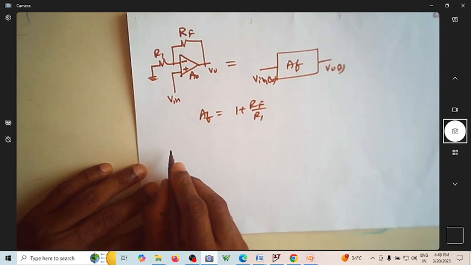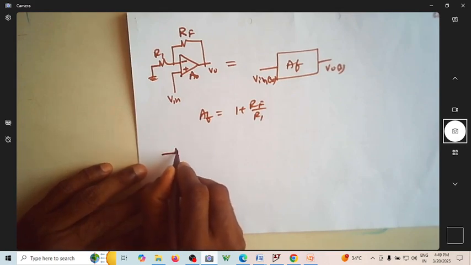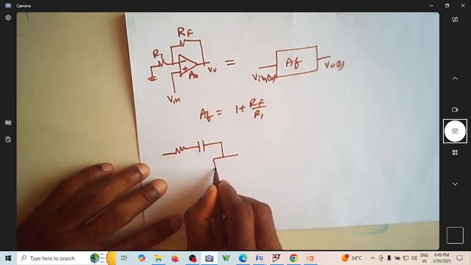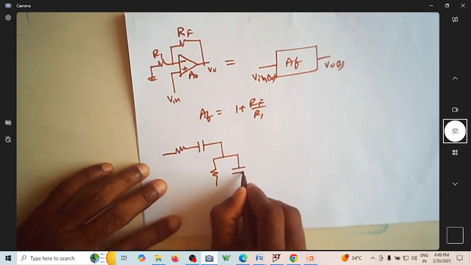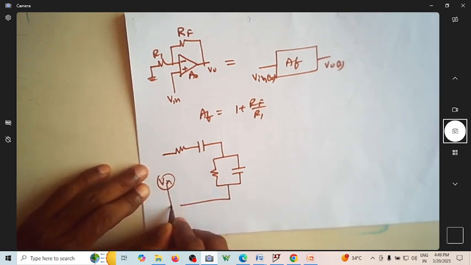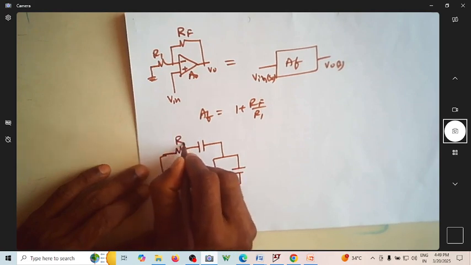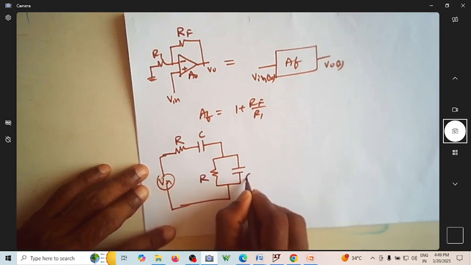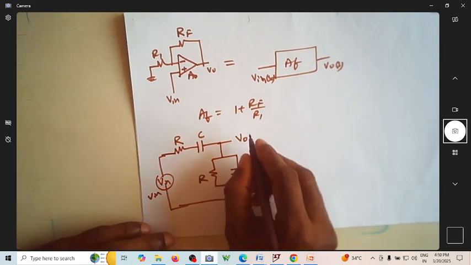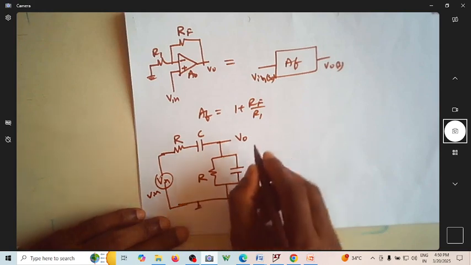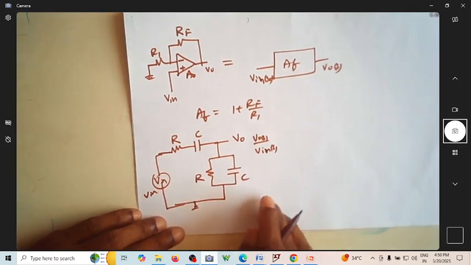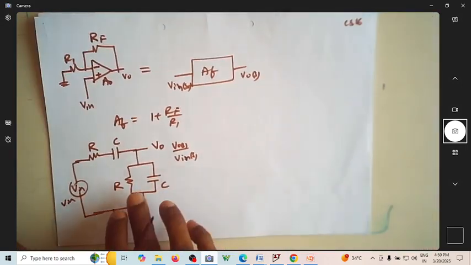So now let us consider a circuit now. Let me consider a circuit, something like this. This is V in. Let us consider this as RC. This also as RC. Let us take this as V0. This is V in. This is V in. So now if I want to find what is V0 of S by V in of S, again the transfer function of this particular circuit.